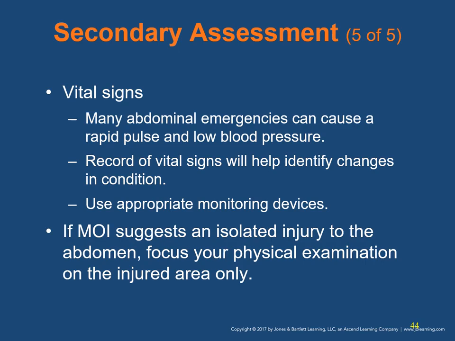If the MOI suggests an isolated injury to the abdomen, focus your physical examination on the injured area only. Inspect the skin of the abdomen for wounds through which bullets, knives, or other missile-type foreign bodies may have passed. If you find an entry wound, you must always check for a corresponding exit wound. Do not attempt to remove a knife or other impaled objects. Instead, stabilize the object with supportive bandaging.